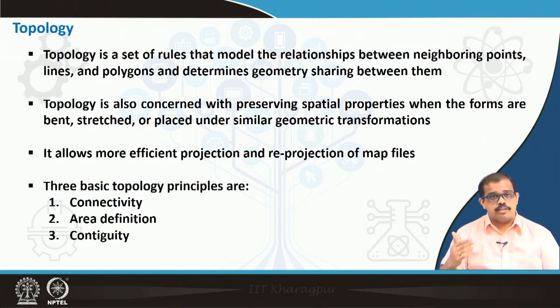Three basic topological principles you always have to look at are connectivity, area, and contiguity. How do you define connectivity? How do you define area? How do you define contiguity? If you understand all of these three things, then topological data model representation becomes much easier.